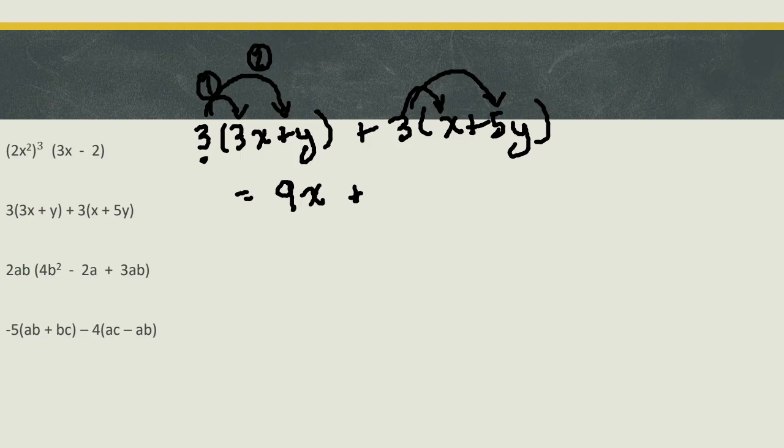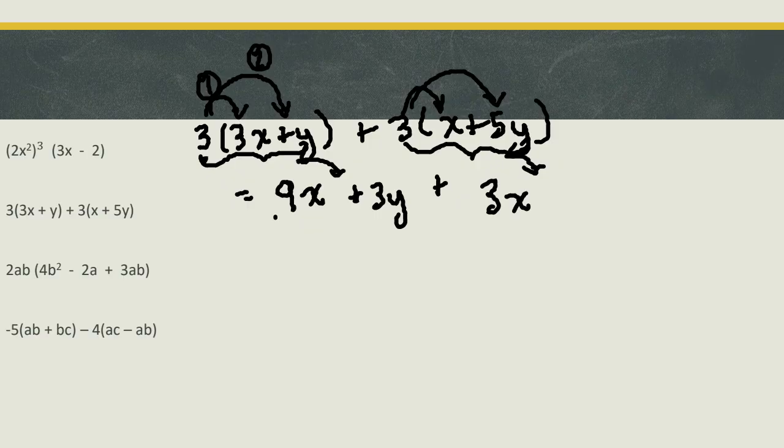This all comes down to here. That's where that all came from. But now I'm going to deal with this disaster over here. I have a 3 times an x, so 3x, and then a 3 times a 5y. In arrow 3, I have a 3 times an x, which is 3x, and in arrow 4, I have 3 times 5y, which gives me positive 15y.